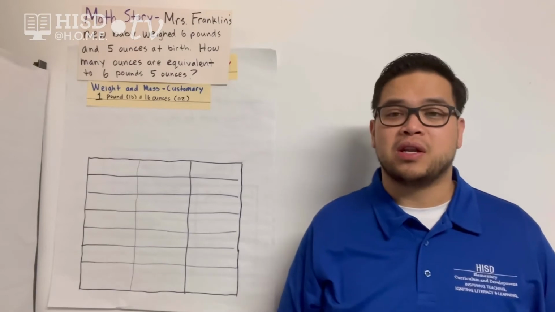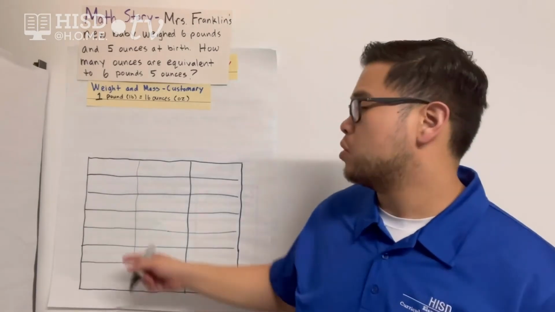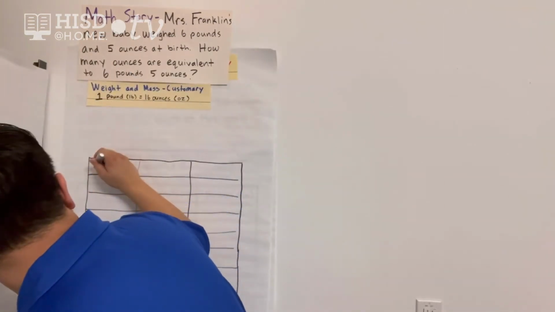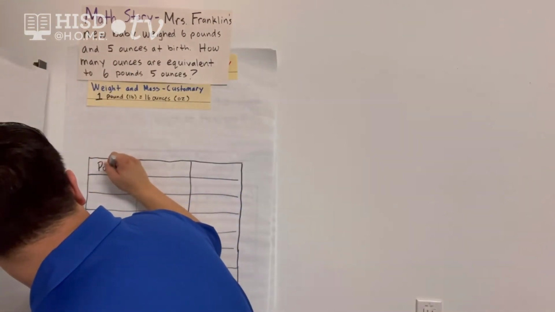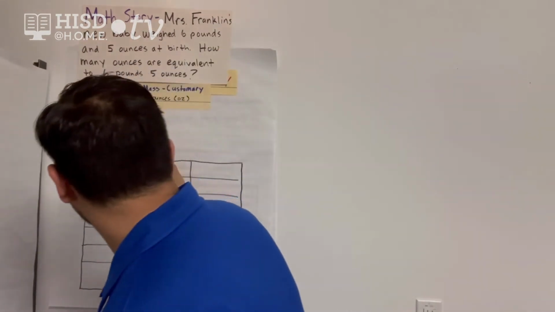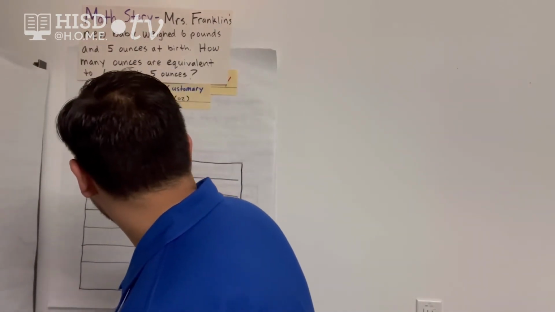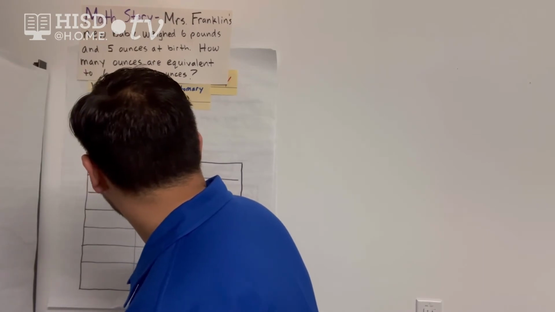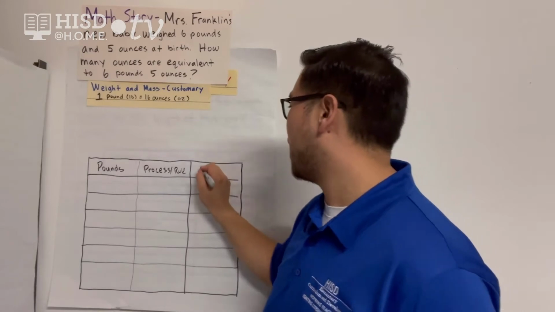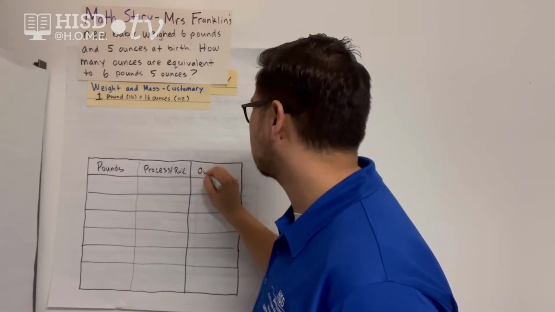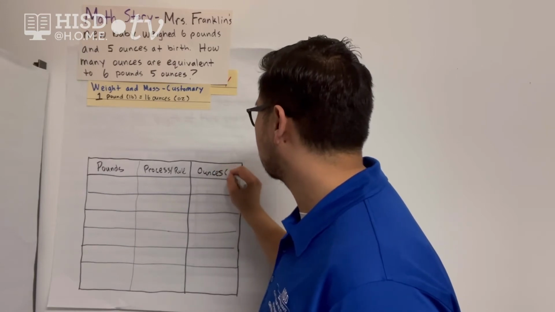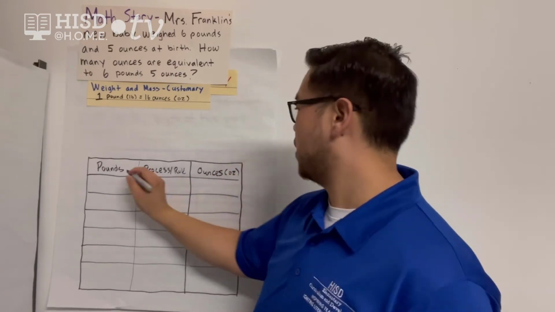Okay, so now let's fill in our chart. So again, we're going to start with titling each column. So we know that this is pounds. And then in the middle is always our process or rule. And then we have ounces. I forgot my abbreviation here.